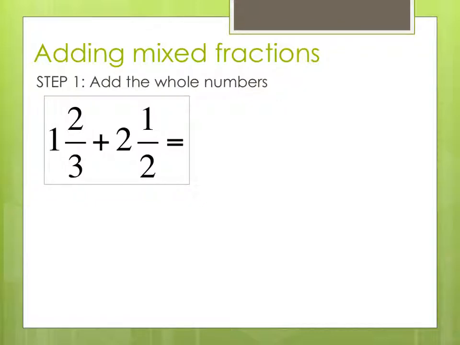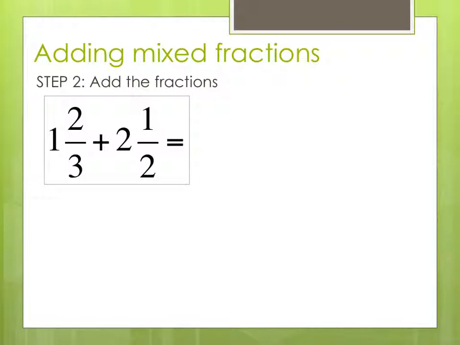So in step number 1, what we're going to do is add the whole numbers first. And so in doing that, we're going to add 1 plus 2 equals 3. So 3 is our answer to step number 1.